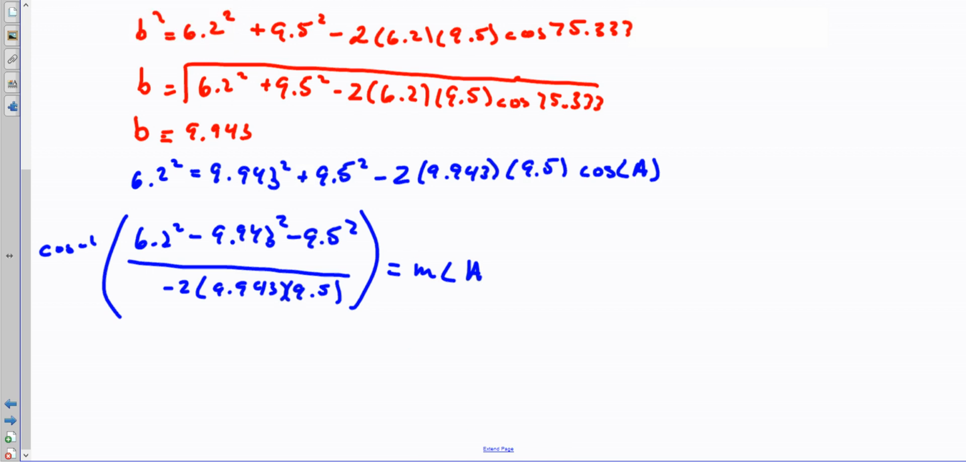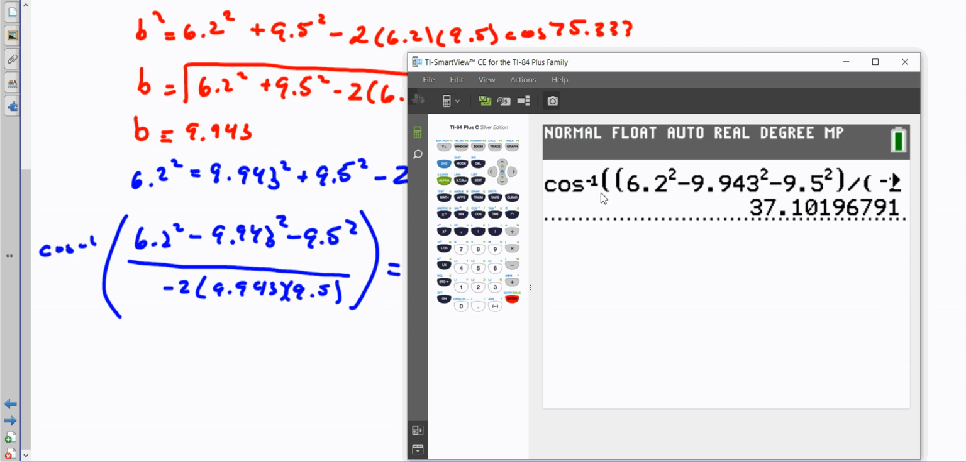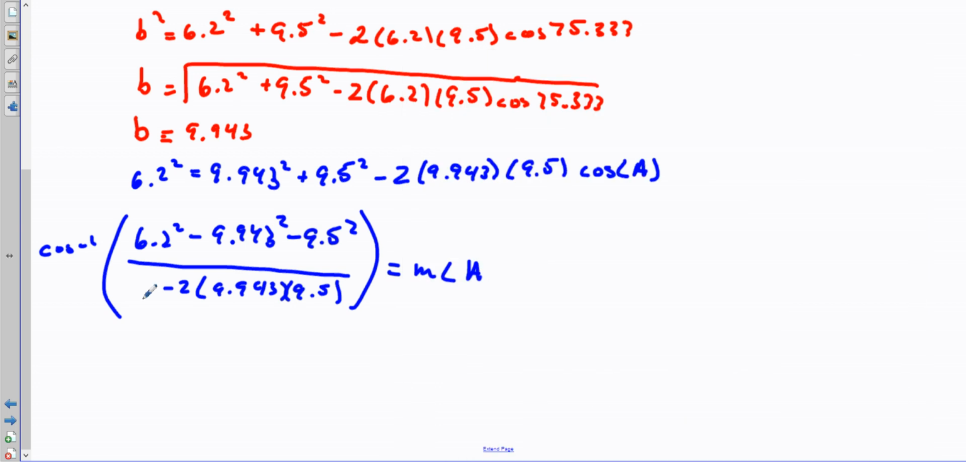I put it in my calculator and you can see the inverse cosine. Make sure you put parentheses around the numerator and denominator when you're doing this, or you will get a wrong answer. For our final answer we have 37.102 degrees as the measure of angle A.